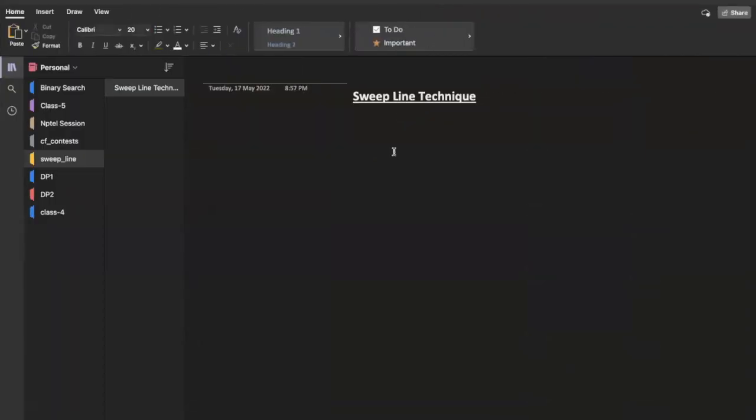So the topic of today's discussion is going to be around this technique, which is called the sweep line technique. This is a well-known technique, and it can be used to solve a variety of very cool problems involving intervals and stuff like that. Today we'll be solving 3 problems based on this technique.